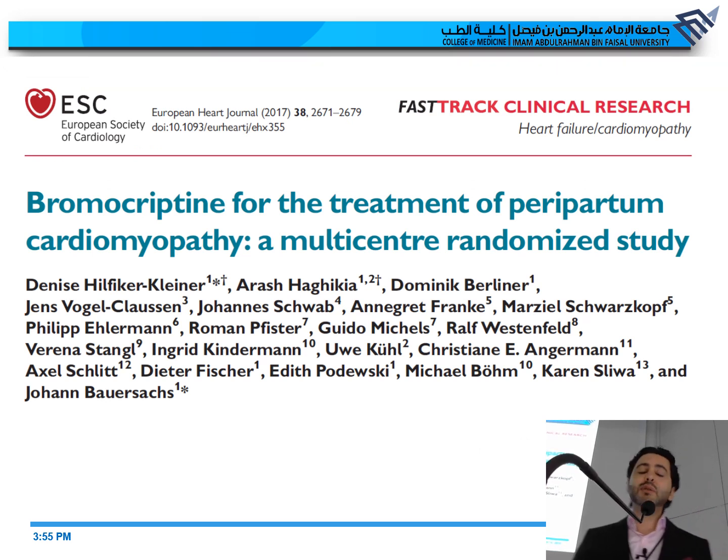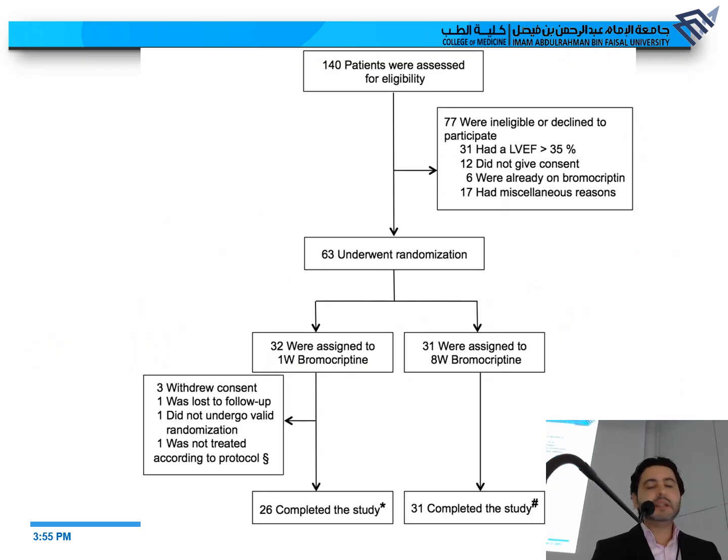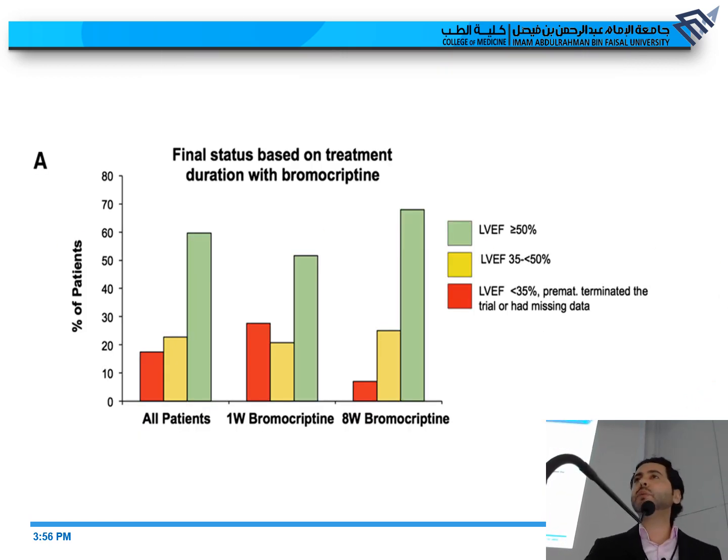But there is a newer study last year, 2017. It's a double-blind, multi-center study done in Europe. And the number is a little bit higher, it's 60 who underwent randomization. But they have a different design. They randomized 32 to 1 week of bromocriptine and 31 to 8 weeks of bromocriptine. So all received bromocriptine. And all benefited, but for those who received it for 8 weeks, the rate of ejection fraction more than 50 is higher, and the rate of severe LV dysfunction, ejection fraction below 35, is lower.